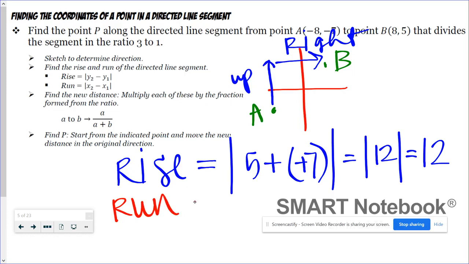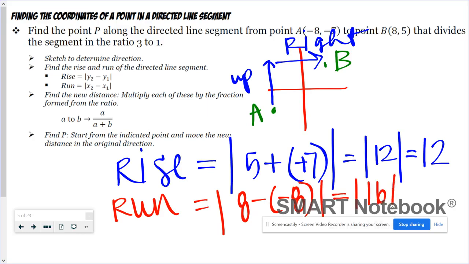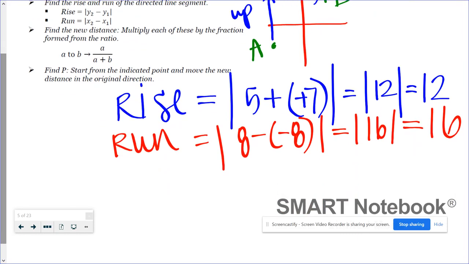And let's see, I'm at the absolute value of 8 minus negative 8. I'll move this up in a second. So the run is 16. The next step is, well, it says find the new distance.